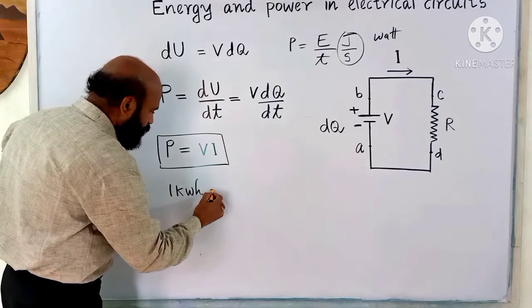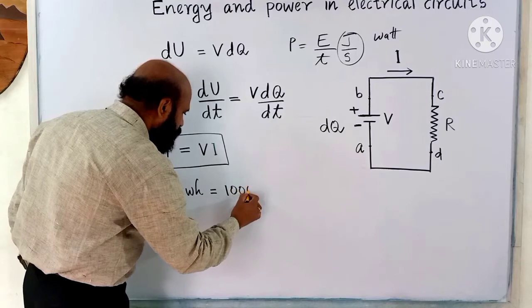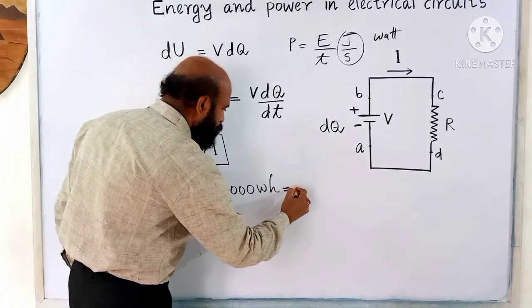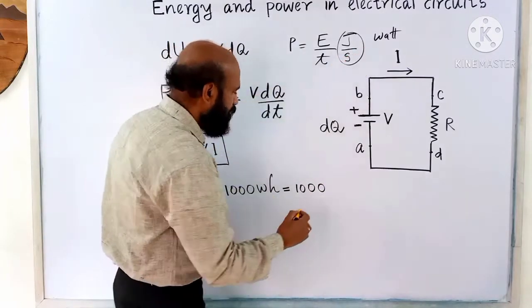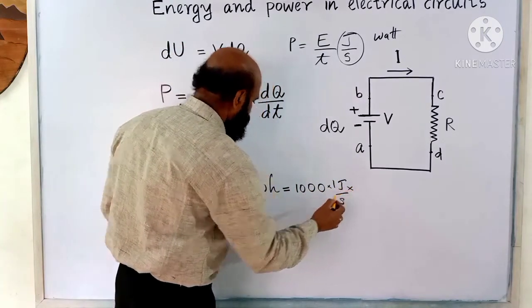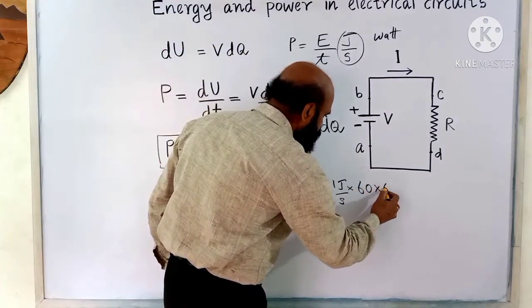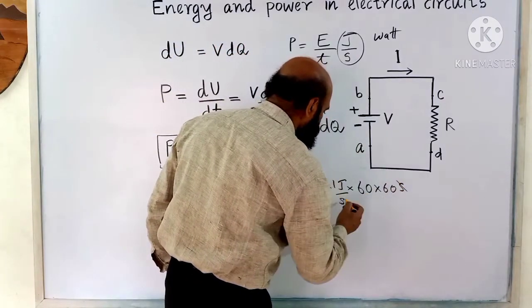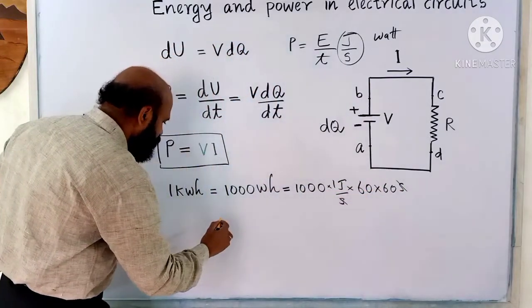1 kilowatt hour is 1000 watt hour. Now 1 watt, that is 1 joule per second. Then this hour you convert it into seconds. So 60 into 60 seconds. So you can see the seconds will get cancelled. So 6 into 6, 36.